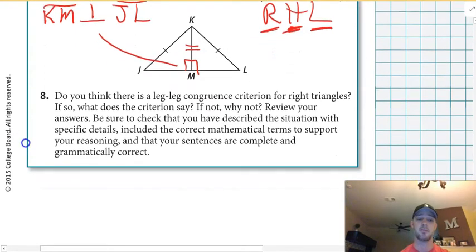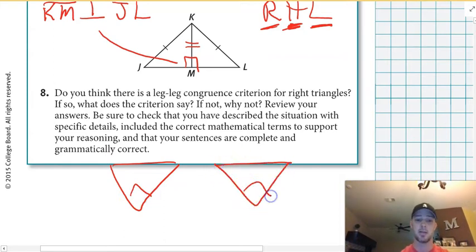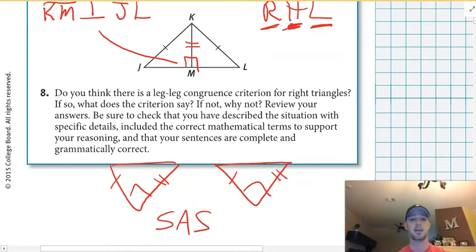All right, for number 8, leg-leg congruence. Is there a leg-leg congruence for right triangles? Quickly want to address that. If you have a couple of triangles where the two legs are labeled as congruent, yeah, that does work because that's already one we've talked about. That is side angle side congruency. It says answer this in complete sentences, but if you turn what I just said into a sentence, that would work. Leg-leg congruence criterion is just side angle side.